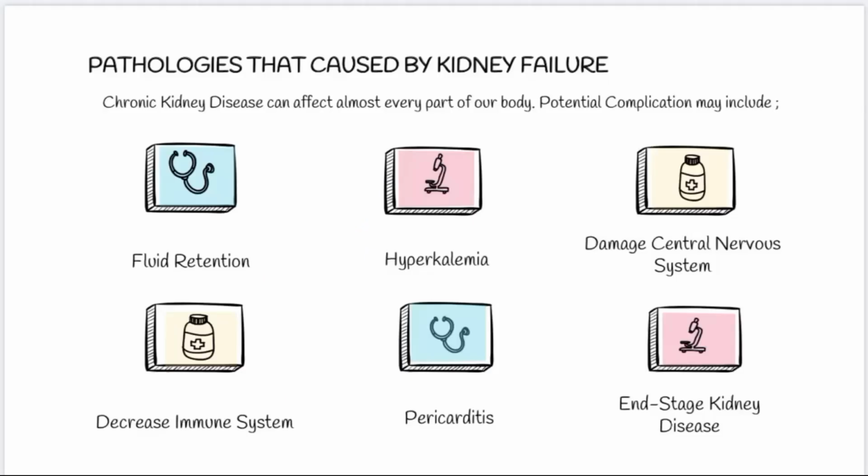Pathologies caused by kidney failure. Chronic kidney disease can affect almost every part of our body. Chronic kidney disease, CKD, is a condition where the kidney slowly loses its ability to function over time. The potential complications may include fluid retention, which could lead to swelling in your arms and legs, high blood pressure, or fluids in your lungs, pulmonary edema.